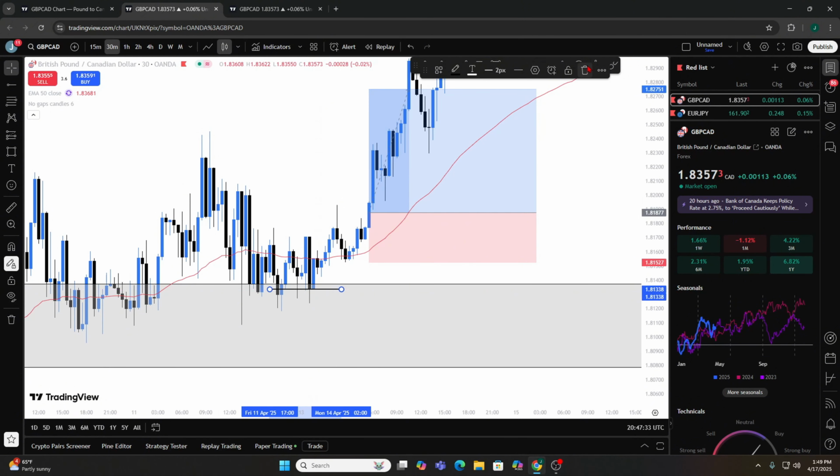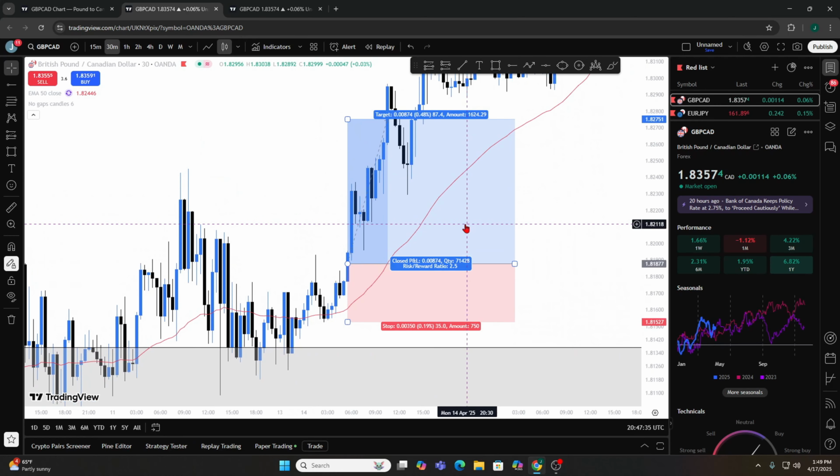But yeah, after that, we just let it play, and we have a risk to reward of 2.5. I entered this trade risking 1.5% of my account. So basically, I did a risk to reward ratio of 2.5. So that gave me 3.75% for this trade.